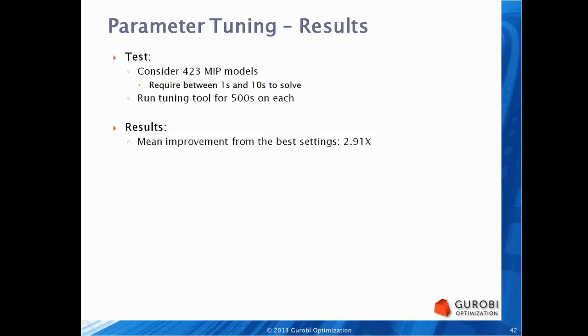We did a test with 423 MIP models, not very hard, solved by default in 1 to 10 seconds, and we let the tuning tool run for 500 seconds. I mean, it's just hard to run hard models because it takes too long. And then we got a mean improvement of 2.91x speedup. And I'm sure for hard models, if you run longer, it will have a bigger speedup.